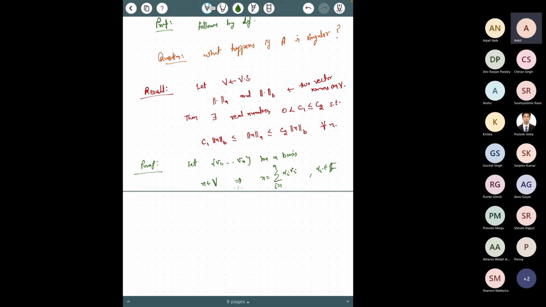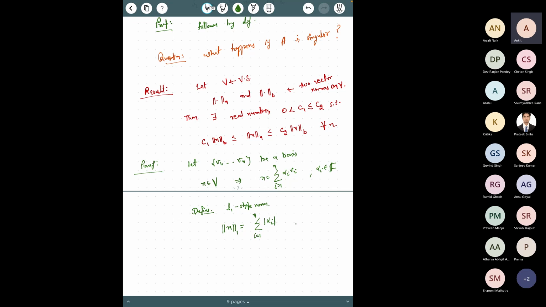Now we can define a norm like this. This is an L1 style norm, so an L1-like norm. What is this? I'm defining this function here: if I take any x in V, then this function is defined this way. This is the L1-like norm. So what do I mean by that? It is the sum of absolute values of the alpha i's, the coordinates alpha i's.